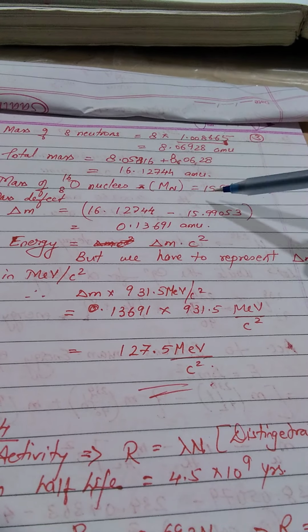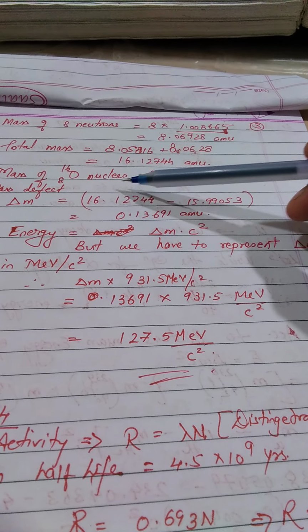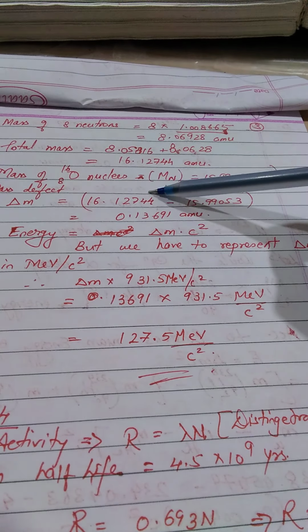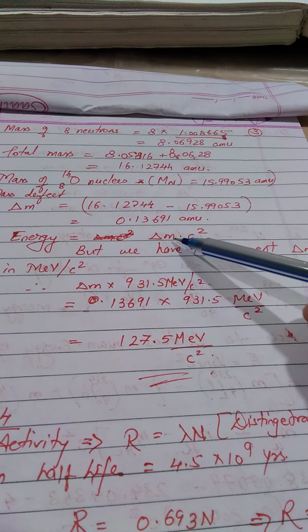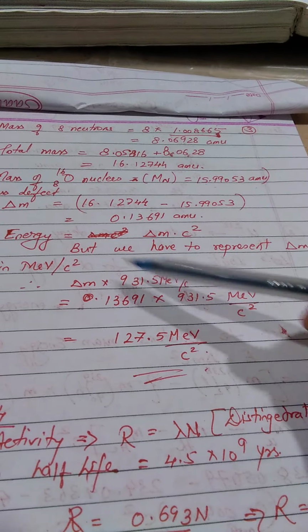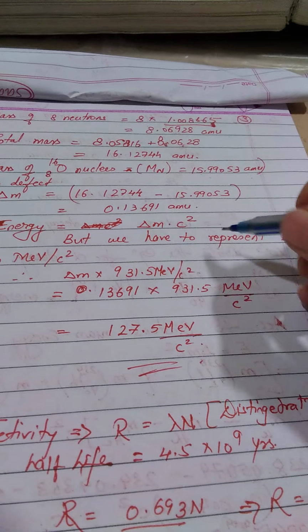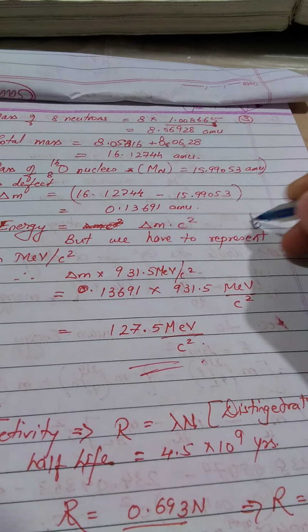Now to find the exact value of mass defect, what is the relation? The relation is the summation of masses of protons and neutrons, which will be subtracted from the mass of the nucleus of oxygen. So after subtraction we get this value. Now the energy is given as delta m c square, but we have to represent it in mega electron volt per c square. As we have discussed in the previous area, energy can be represented if we use the expression E is equal to mc square, as mass is equal to energy per c square.